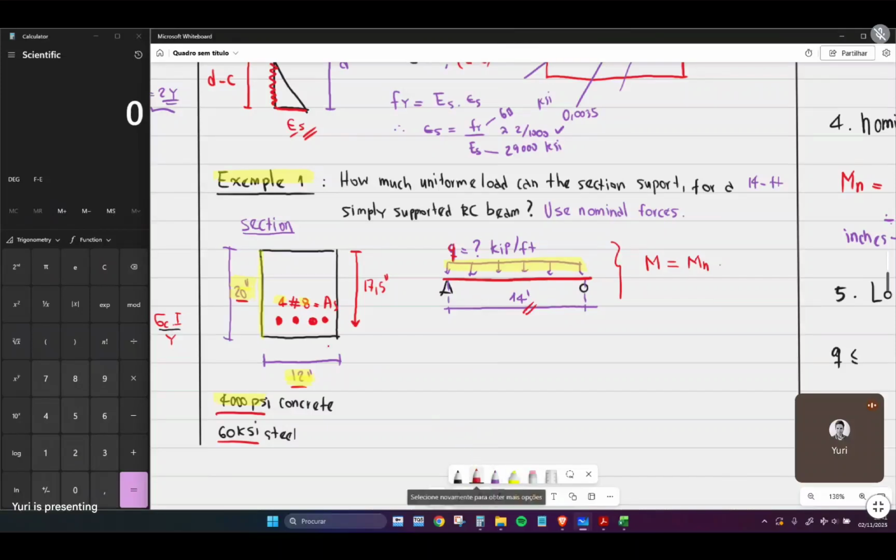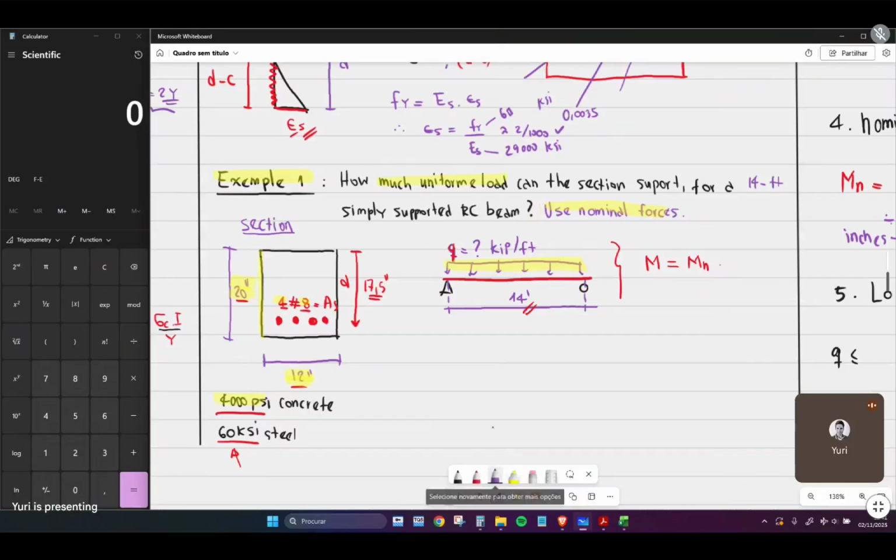And the section has four number eight reinforcing bars, okay, in which the distance d from the top fibers to the center of mass of the reinforcements is around 17.5 inches. We're also using a 60 ksi steel. And the exercise wants us to determine, using nominal stresses and forces, how much uniform load this section can support.